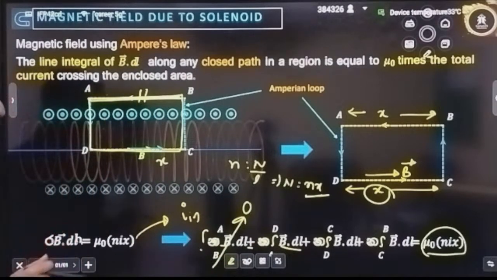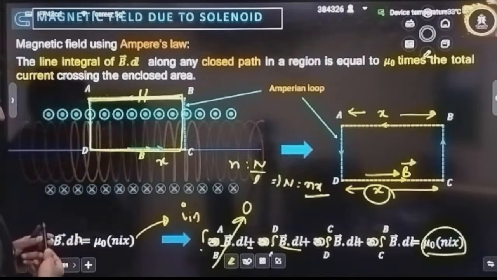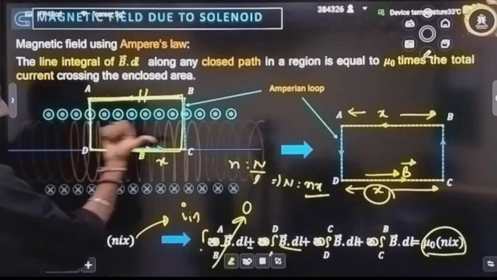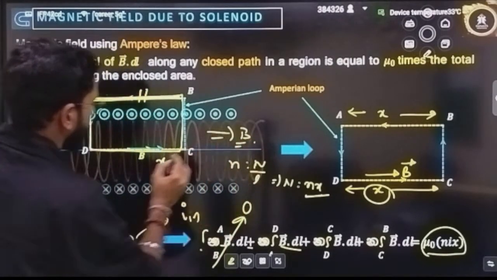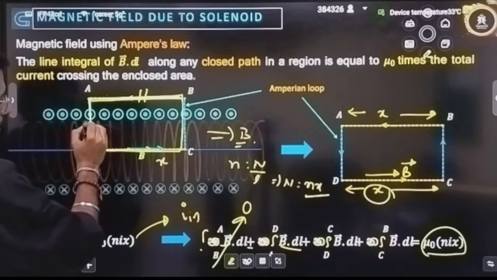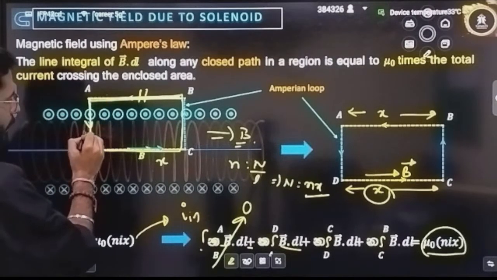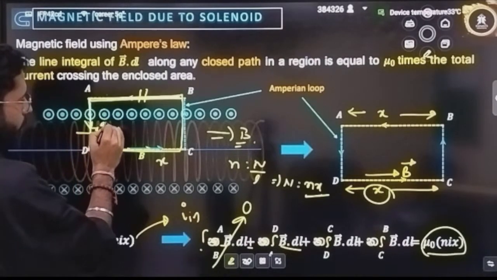AD portion. What is the direction of the magnetic field? If the current is going inside and coming out from here, what is the direction of the magnetic field I am getting? This is the direction for the magnetic field. This is the dl vector, or the current that I am assuming. Tell me B dot dl. What is the angle between them?